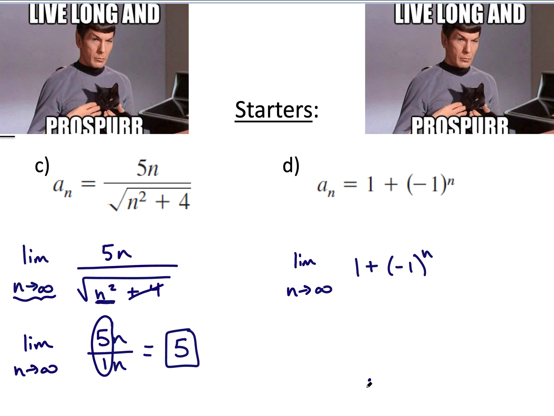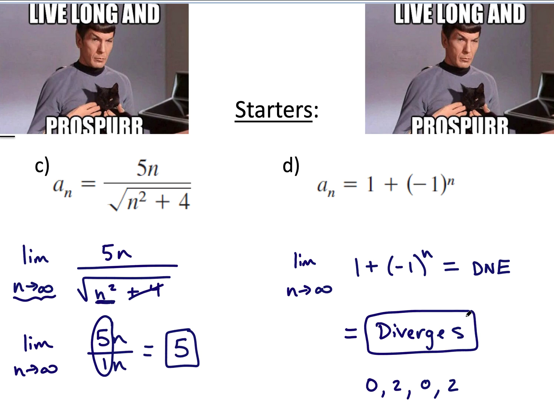So I think this would just go between 0 and 2, 0 and 2, 0 and 2. Would it be getting closer to a specific number? No. So in this case, you could say the limit does not exist, right? It's oscillating between these two values. So for that reason, you would say this sequence diverges.